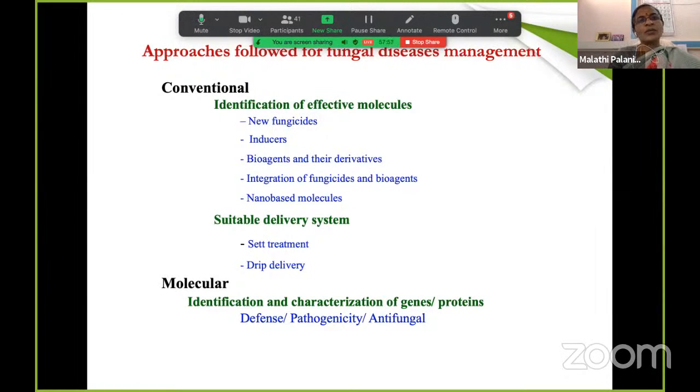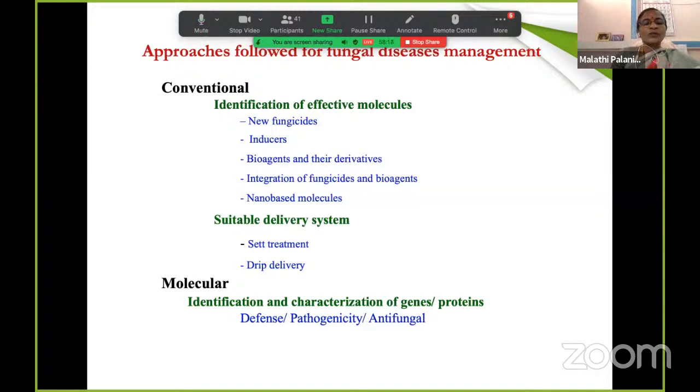Since it is a vegetatively propagated crop, it involves voluminous planting material. We have to go for a suitable delivery system for sett treatment as well as for secondary application. For a young crop we can recommend spray, but after some time we have to go for at least drip delivery to sustain the varieties.